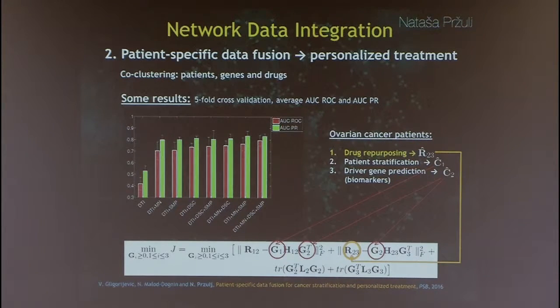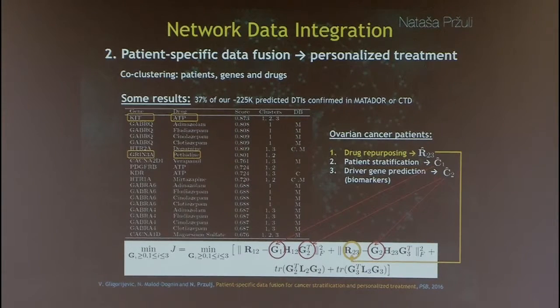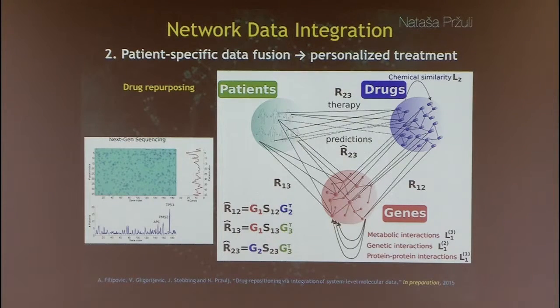For drug repurposing, basically we reconstruct this matrix. This is when you only take drug-target interactions to infer new drug-target interactions. Red is the area under the ROC curve, and this is the area under the precision-recall curve. And basically, as you add more data, you see that with the addition of all data, it's the best performance of the model. Okay. And we predicted many new drug-target interactions, and then 37% of them we confirmed in databases that we did not use here. Okay, this is work in preparation.